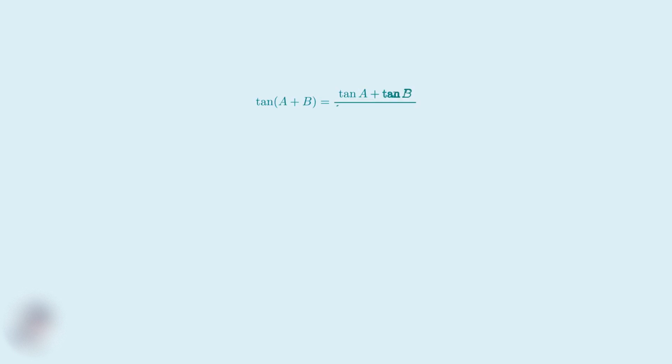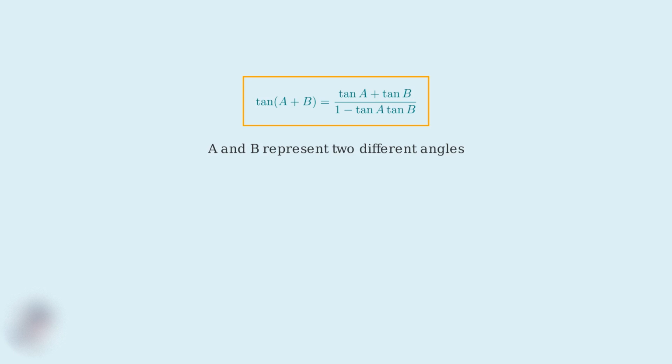Now we're ready to unveil the star of our show, the tangent sum formula. This powerful mathematical tool will become your key to solving complex trigonometric problems. Let me break this down for you step by step. First, let's understand what a and b represent in this formula. The left side of our equation shows tan of a plus b. This means we want to find the tangent of the sum of these two angles.